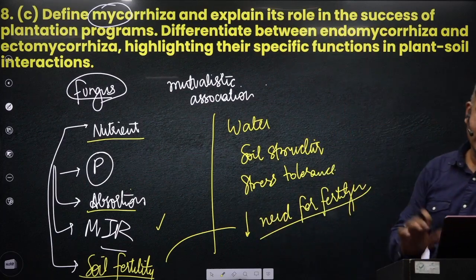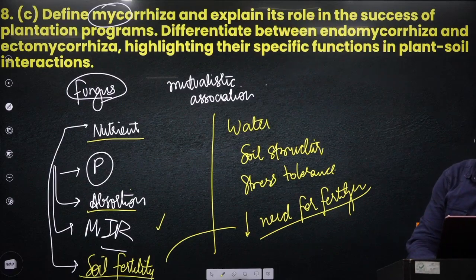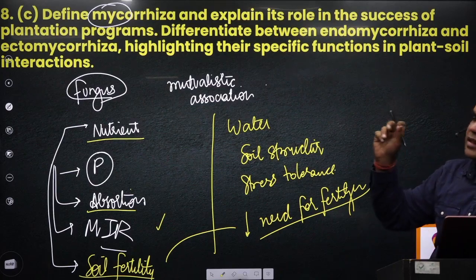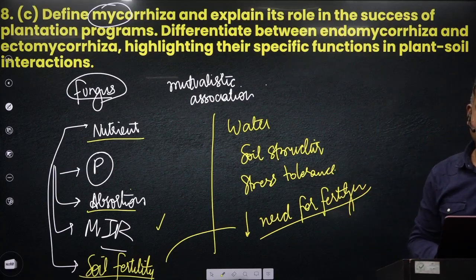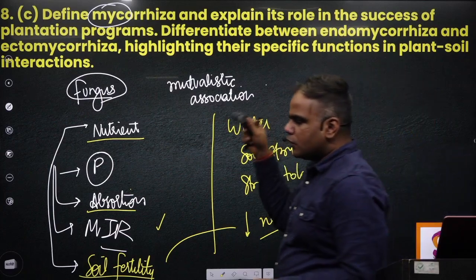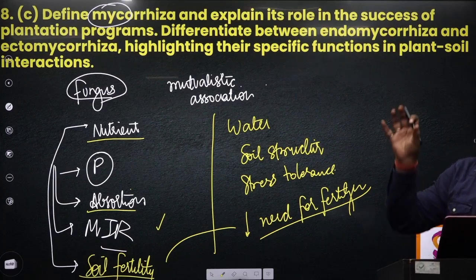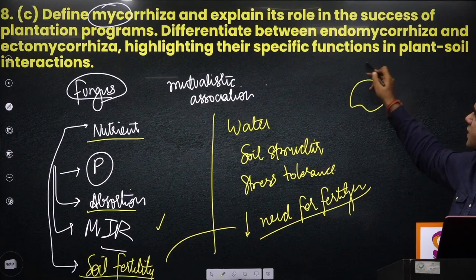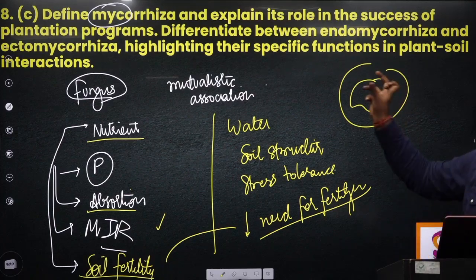And then the second part, you have something known as endomycorrhiza and ectomycorrhiza. This kind of question keeps coming many times, so you should know exactly the difference between the two. In endomycorrhiza, the main thing is the fungus hyphae penetrate the cell wall, whereas in ectomycorrhiza they form a sheath between the root surface, etc., but do not penetrate the cell wall. That is the basic point of difference between endo and ectomycorrhiza.